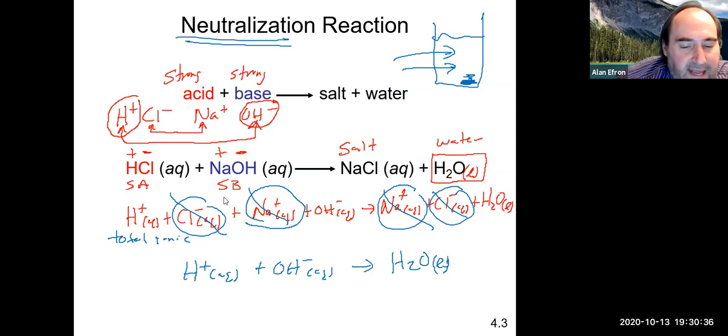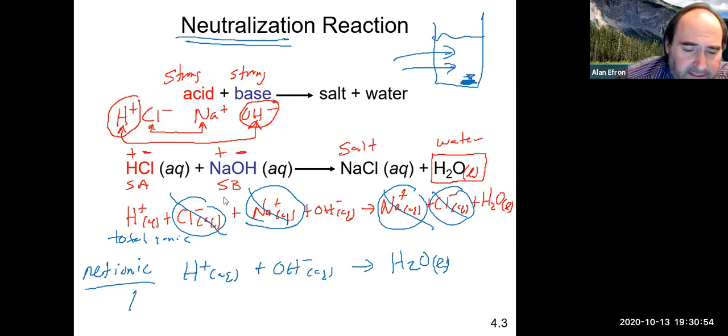And that is the net ionic equation for pretty much any combination you do that is a strong acid and a strong base. You could put together any combination, and if you get to the net ionic equation, it will always be the formation of water.